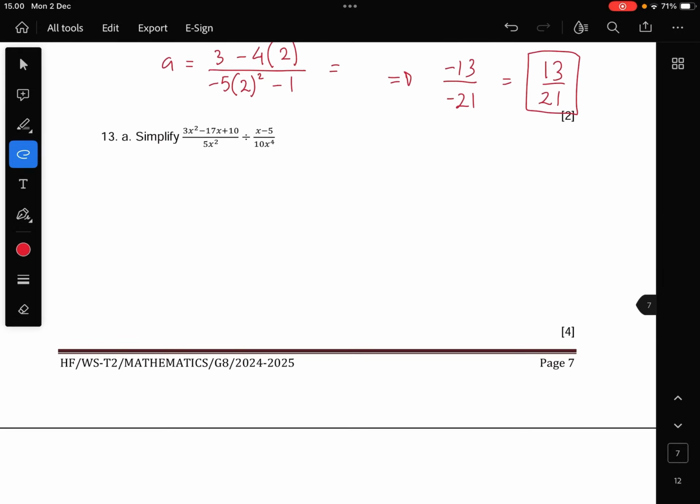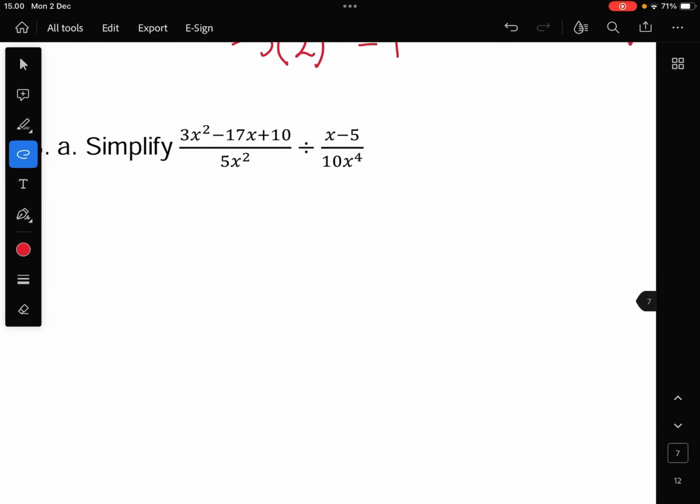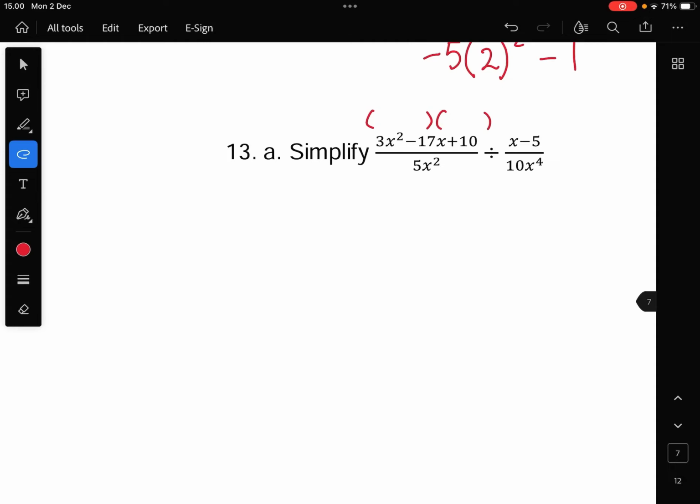Now let's move on to number 13a. We need to simplify this, right? So we have to factorize this first. Let's do it aside here. So we have 3x squared minus 17x plus 10. As usual, we multiply this by 3, so x squared minus 17x plus 30.